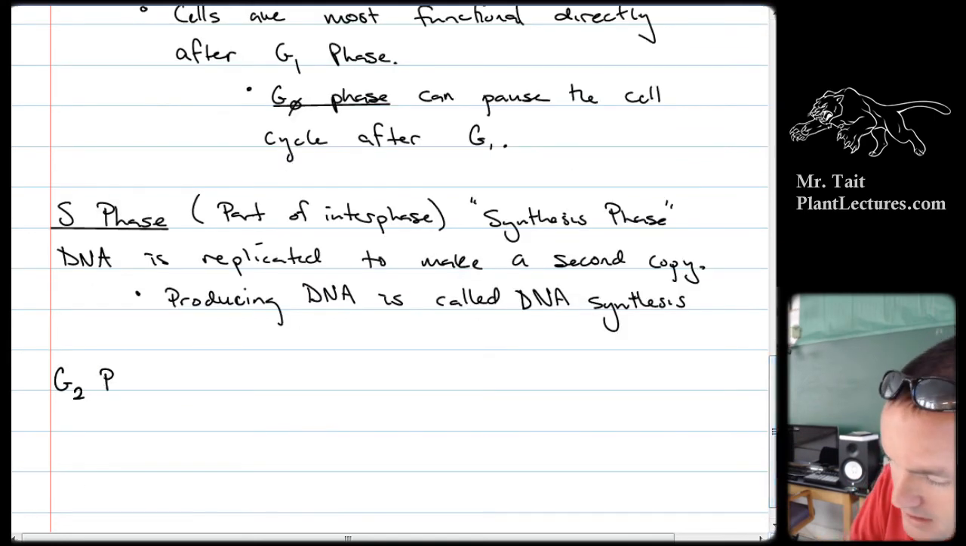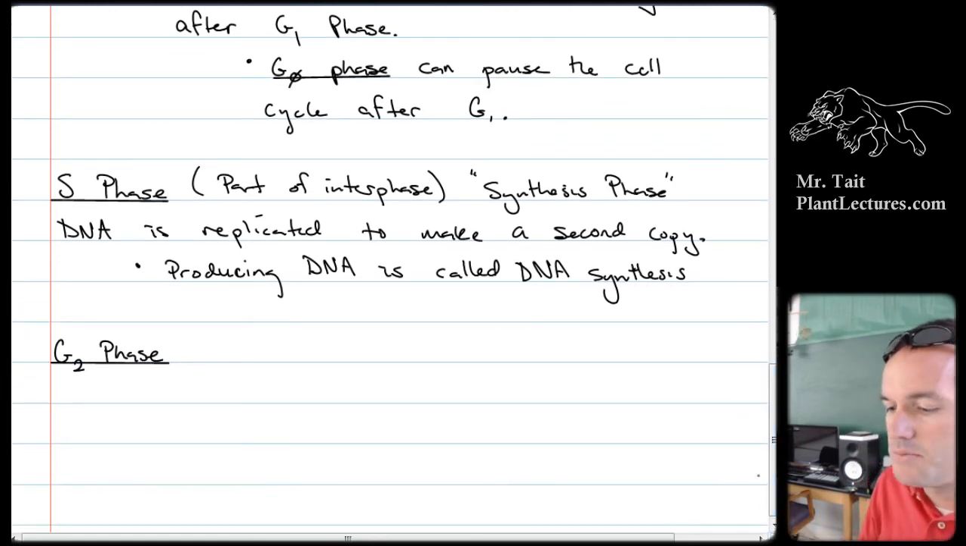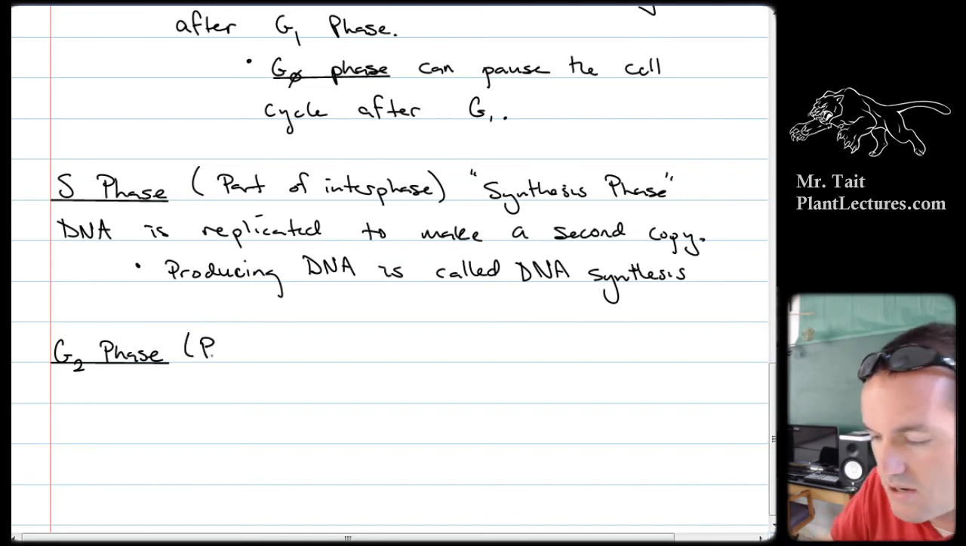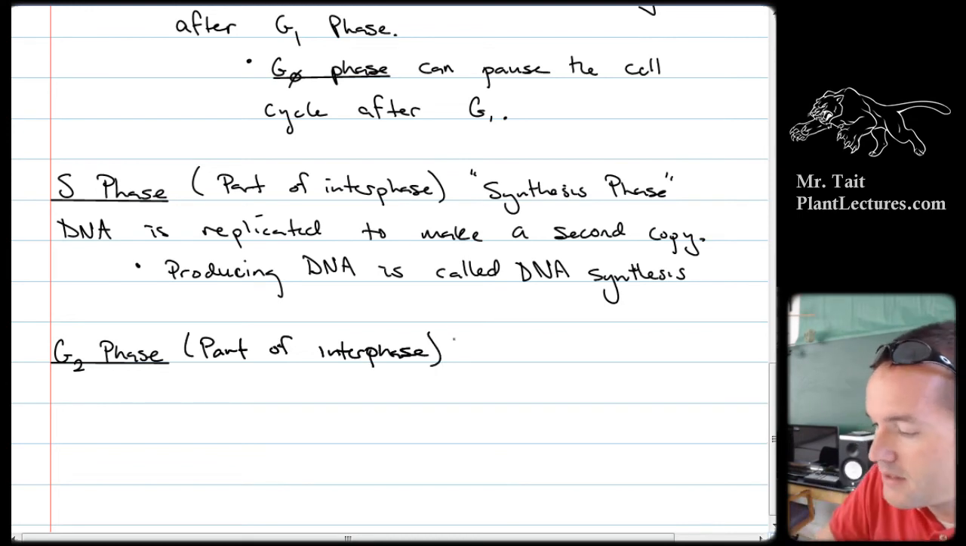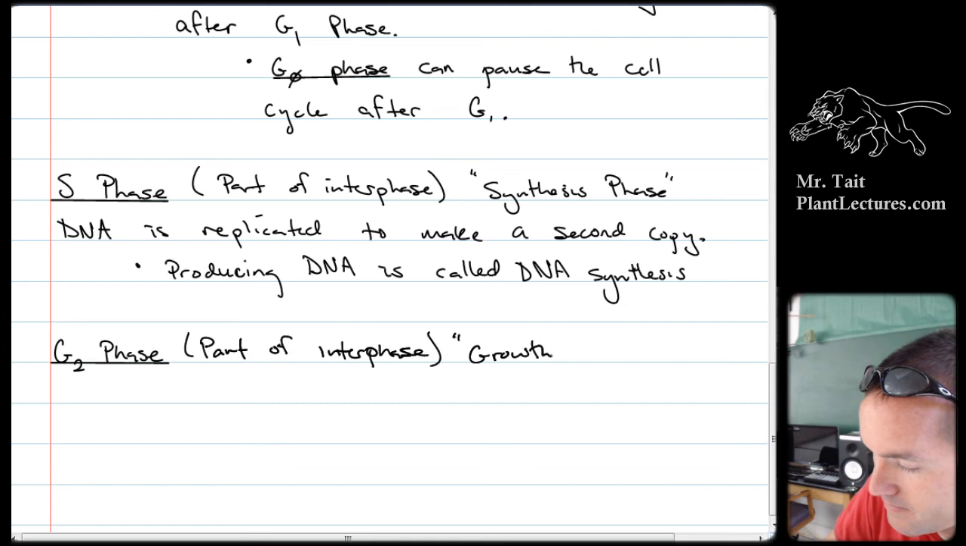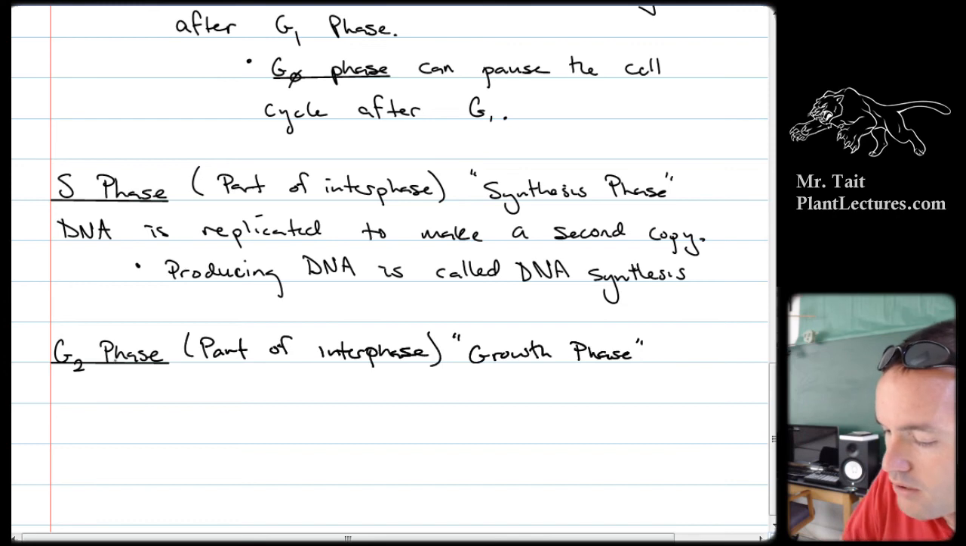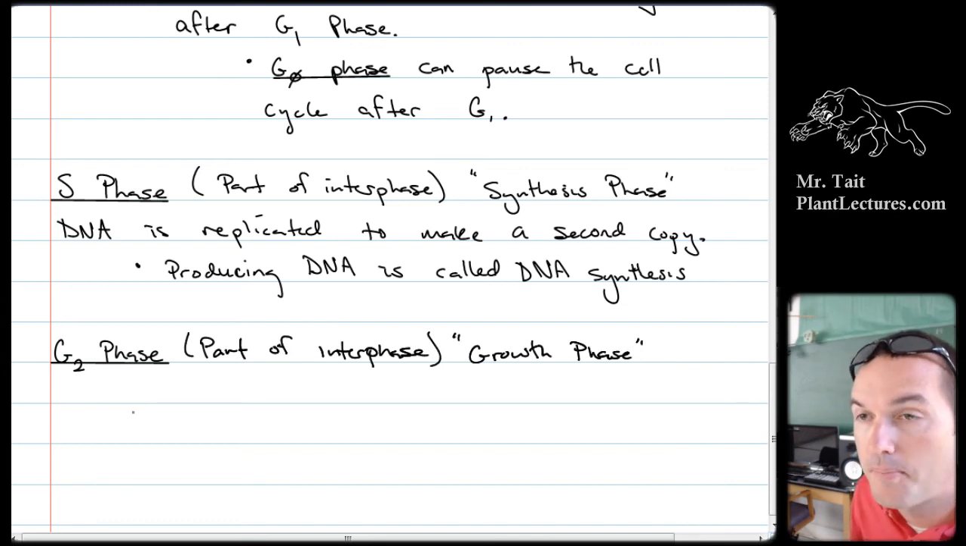Then you go to G2 phase. Now, this is slightly disingenuous because G2 and S sort of overlap sometimes. But we're going to consider them as sort of separate parts. Still part of interphase here. This is another growth phase. We know that because it's G, right? This growth phase is one where the cell is going to prepare to divide again.